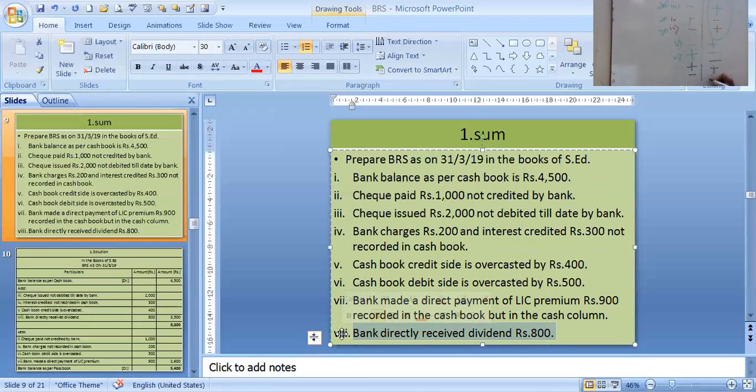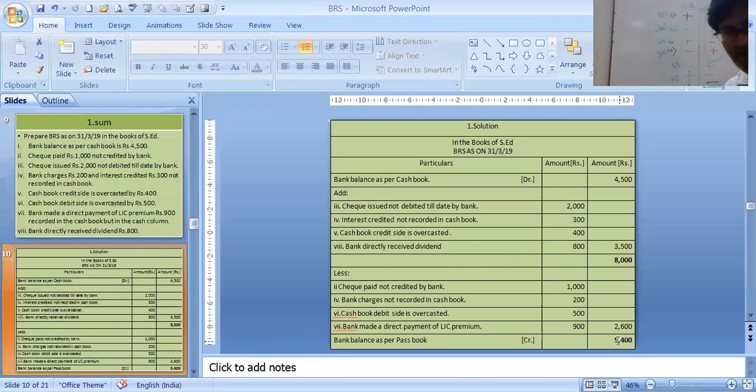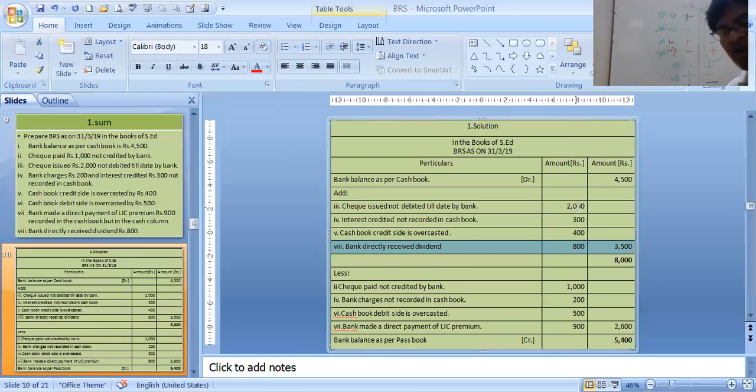We are following the passbook, because the sum is bank balance as per cash book, favorable. So we are seeing the passbook. So it is showing plus. So we will add this one, 800. See, we have added 800 this one. And now we will add all: 2,300, 400 and 800, coming 3,500. Already the balance was 4,500, plus 3,500 coming 8,000.